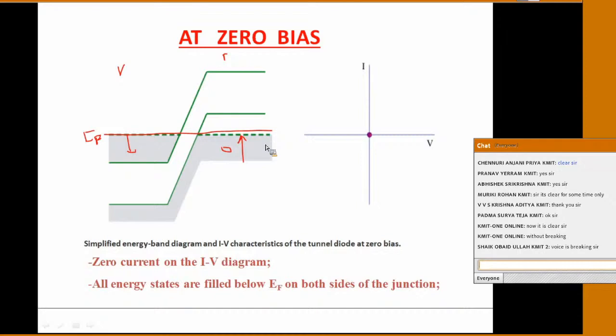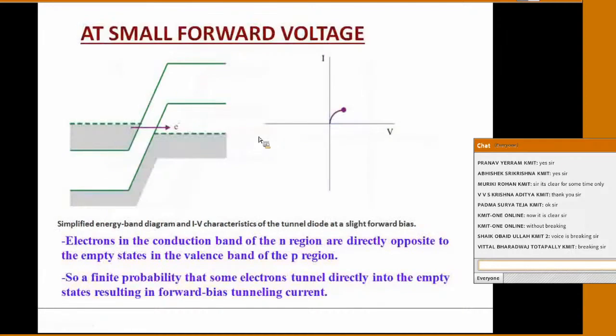Now what is going to happen? A small forward voltage I am applying, not more than the barrier potential. I applied only 0.1 volt. For this smaller forward bias voltage, what is there in the conduction band? Electrons are there. In the valence band, holes are there.